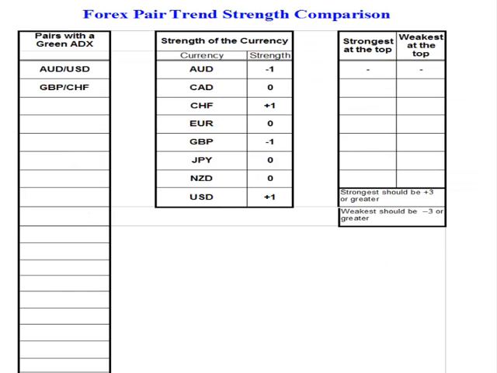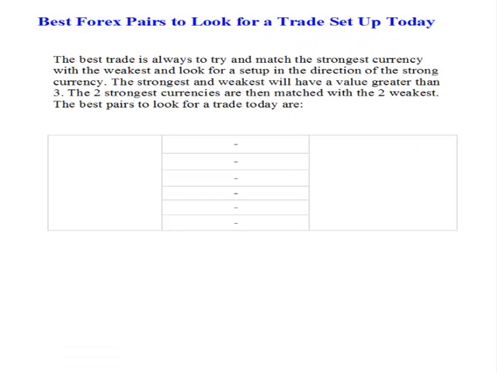Once we know which pairs are trending, our next step is to determine which currencies are strong and which are weak. The pairs that are trending are listed in the left-hand column. The center column shows the strength for each of the 8 currencies. We've taken this strength information and have listed the strongest and weakest currencies that have a strength of 3 or higher in the right-hand column. Today, no currencies were greater than 3. Today, there are no Forex pairs suitable for trading.